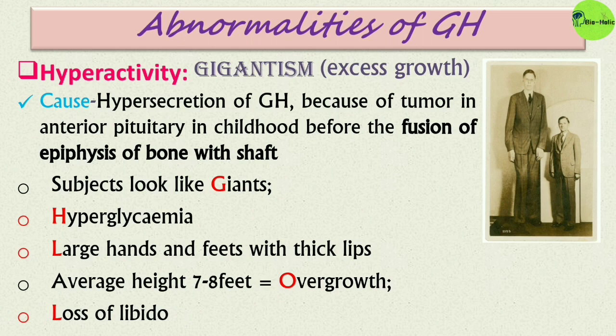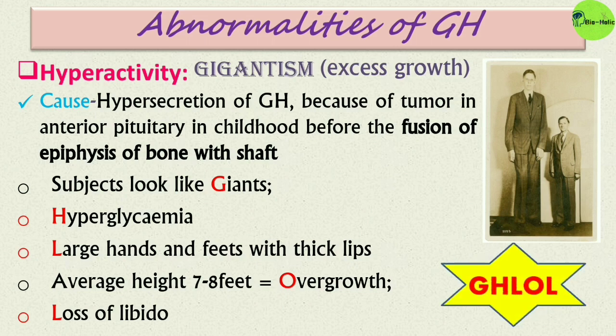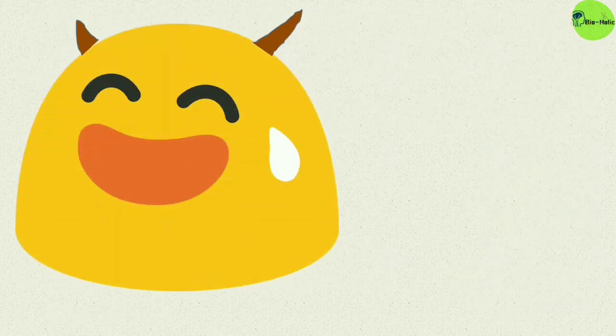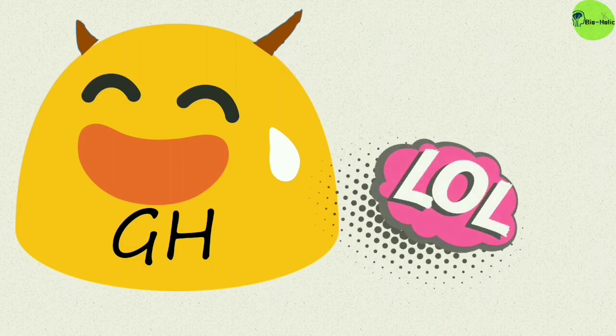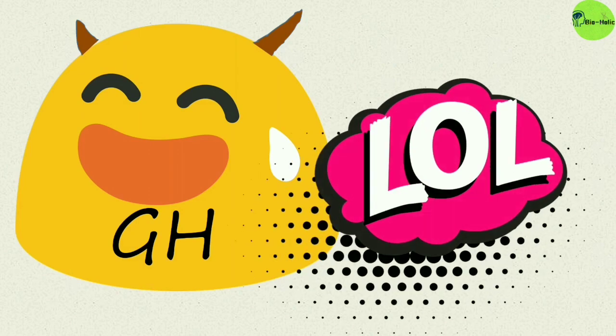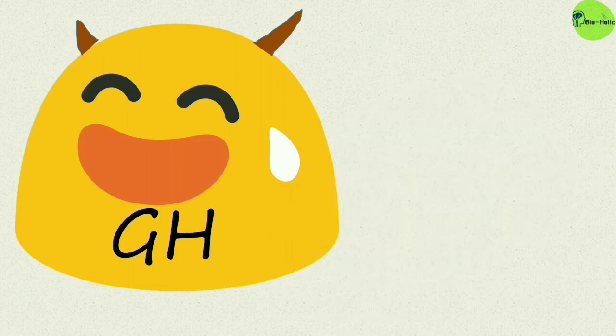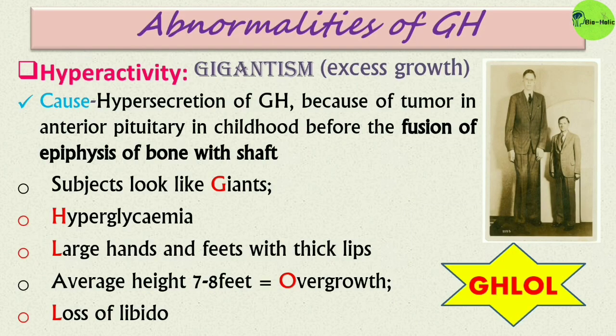of libido. Now, here is a trick for you. If someone asks you about the symptoms or clinical features of gigantism, just recall the word GH LOL or LOL. Suppose this giant is growth hormone and who is laughing out loud. So, GH-LOL is the trick to remember the clinical features of gigantism.